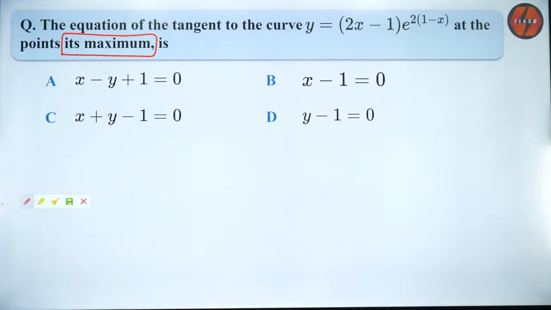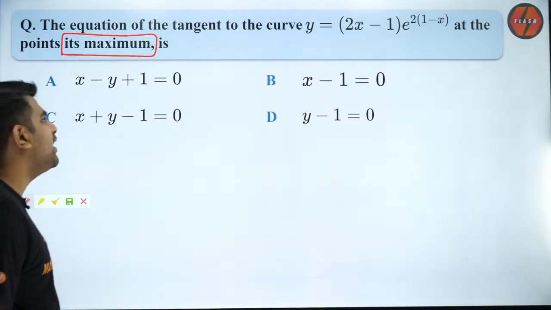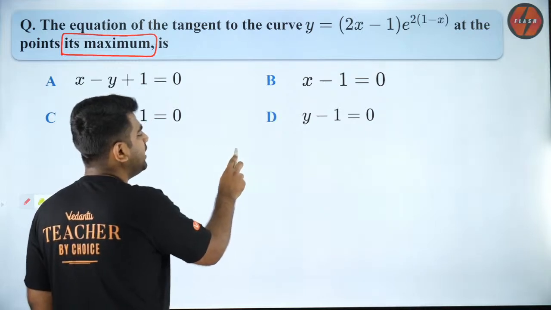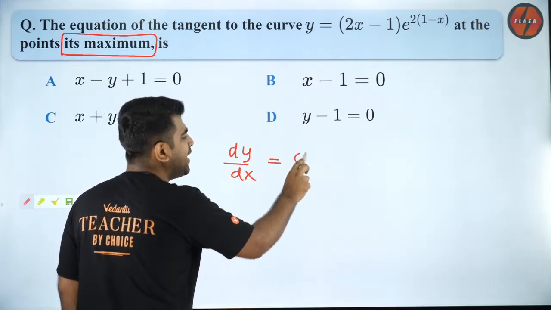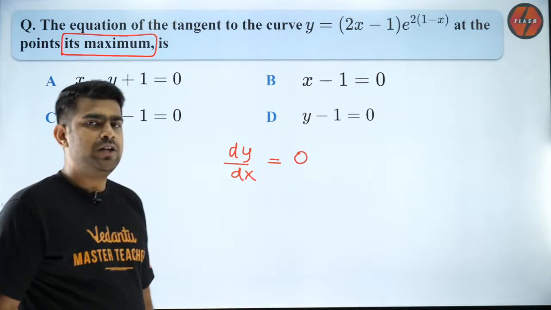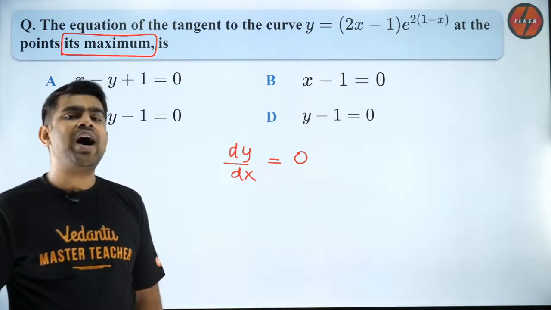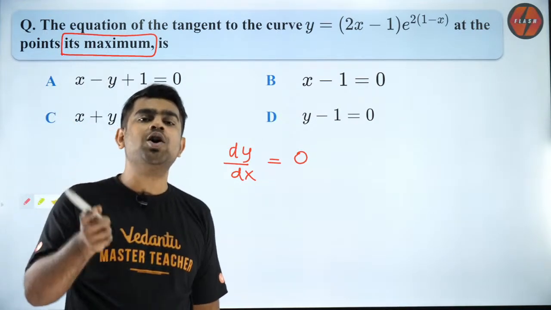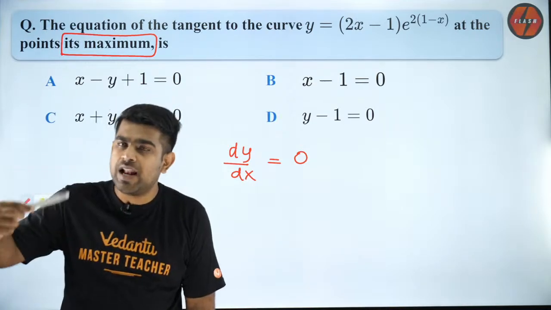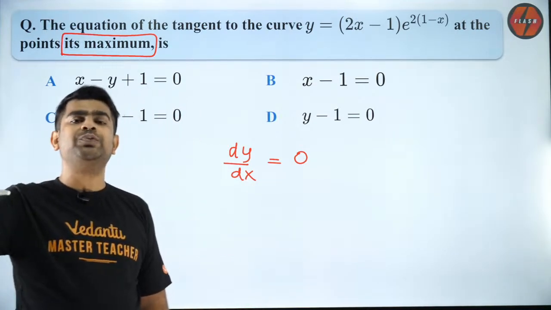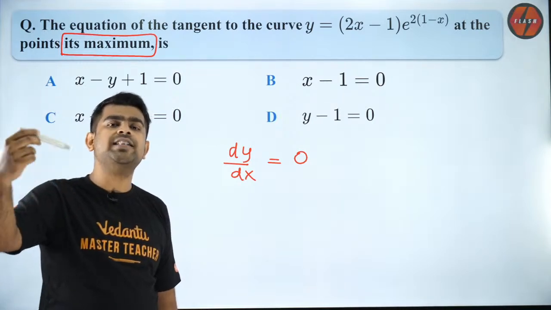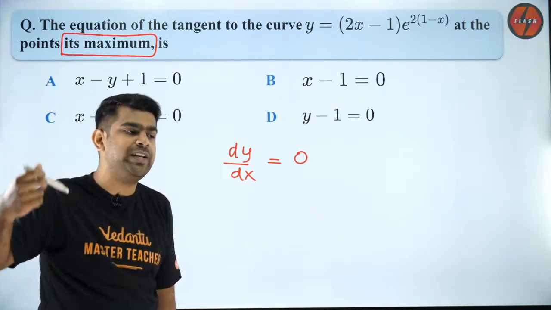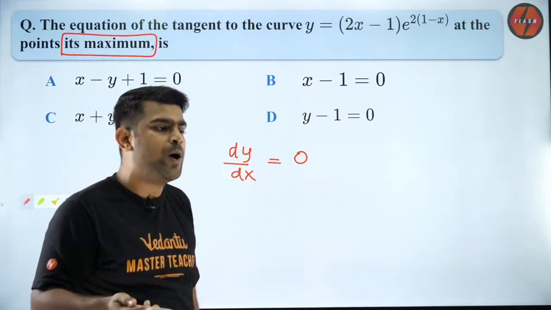Did you guys figure out how to find maxima? So how do you find maxima and minima? To find maxima and minima, you have to equate your dy by dx to 0, because you first have to figure out your critical points. Critical points are the contenders for extremum positions, the contenders for maxima or minima. So how do you find critical points?